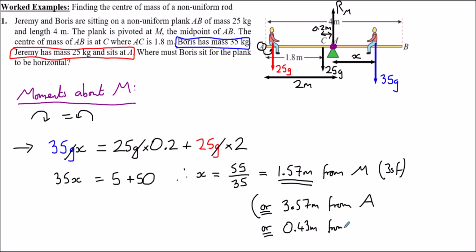So there's a few different equally valid ways we could have written the answer to this worked example 1. So there we have it. Boris needs to be sat about 1.57 meters away from the middle of this plank where it's pivoted.